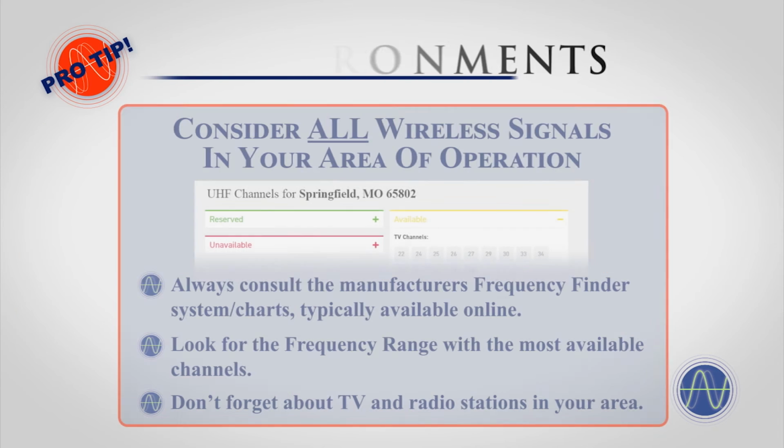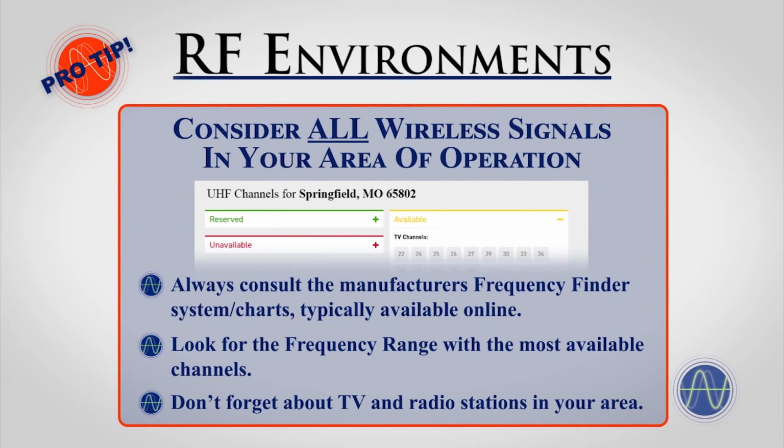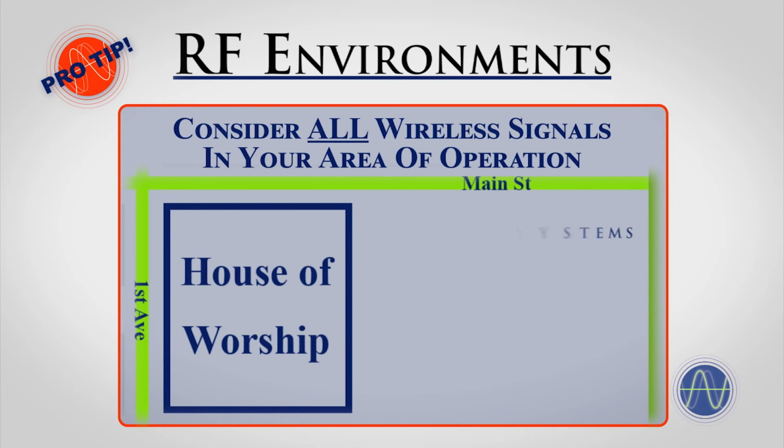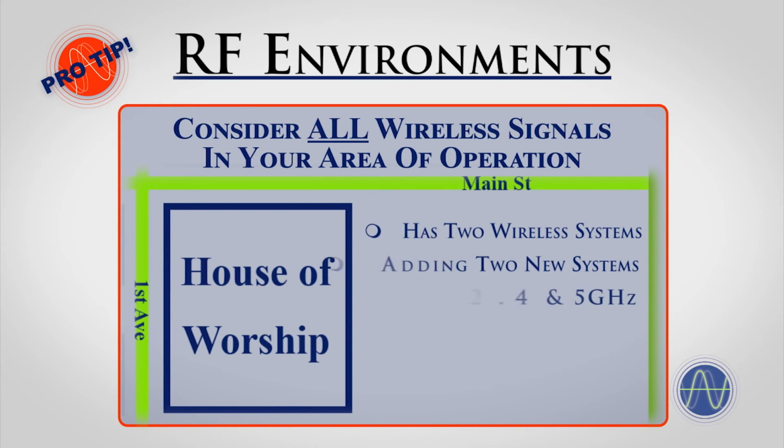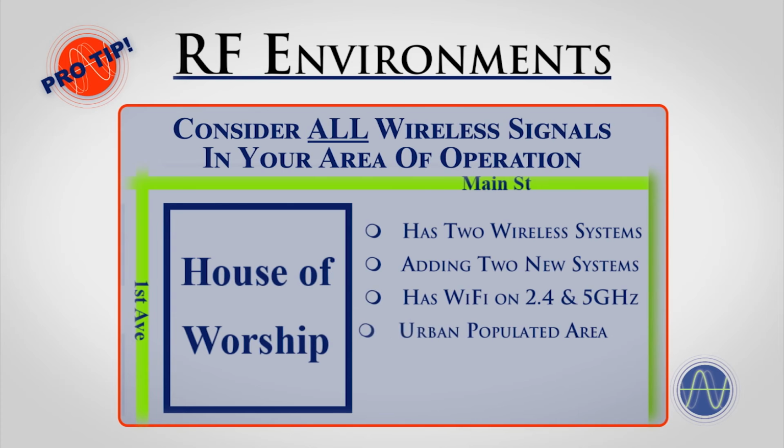Pro tip: when purchasing any wireless system, it is also important to take into consideration your RF environment. This refers to the collective wireless signals that are operating in the area you plan to use your wireless system, whether they are under your control or not. For example, a house of worship may plan to add 2 wireless systems for their services. They currently use 2 other existing wireless microphone systems, bringing their total to 4 wireless systems. However, there are other wireless signals in and around the building that need to be taken into consideration.